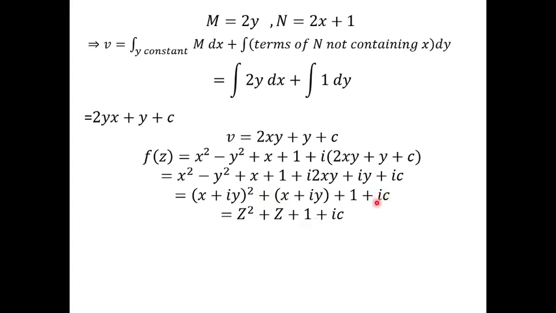i is nothing but square root of minus 1, which again is a constant. C is an integration constant. Therefore i into c is again a constant. 1 plus ic is a constant that can be taken as c1. This is the construction of an analytic function by using the given part. Here the given part is u. For this u we find the conjugate part and then we substitute.